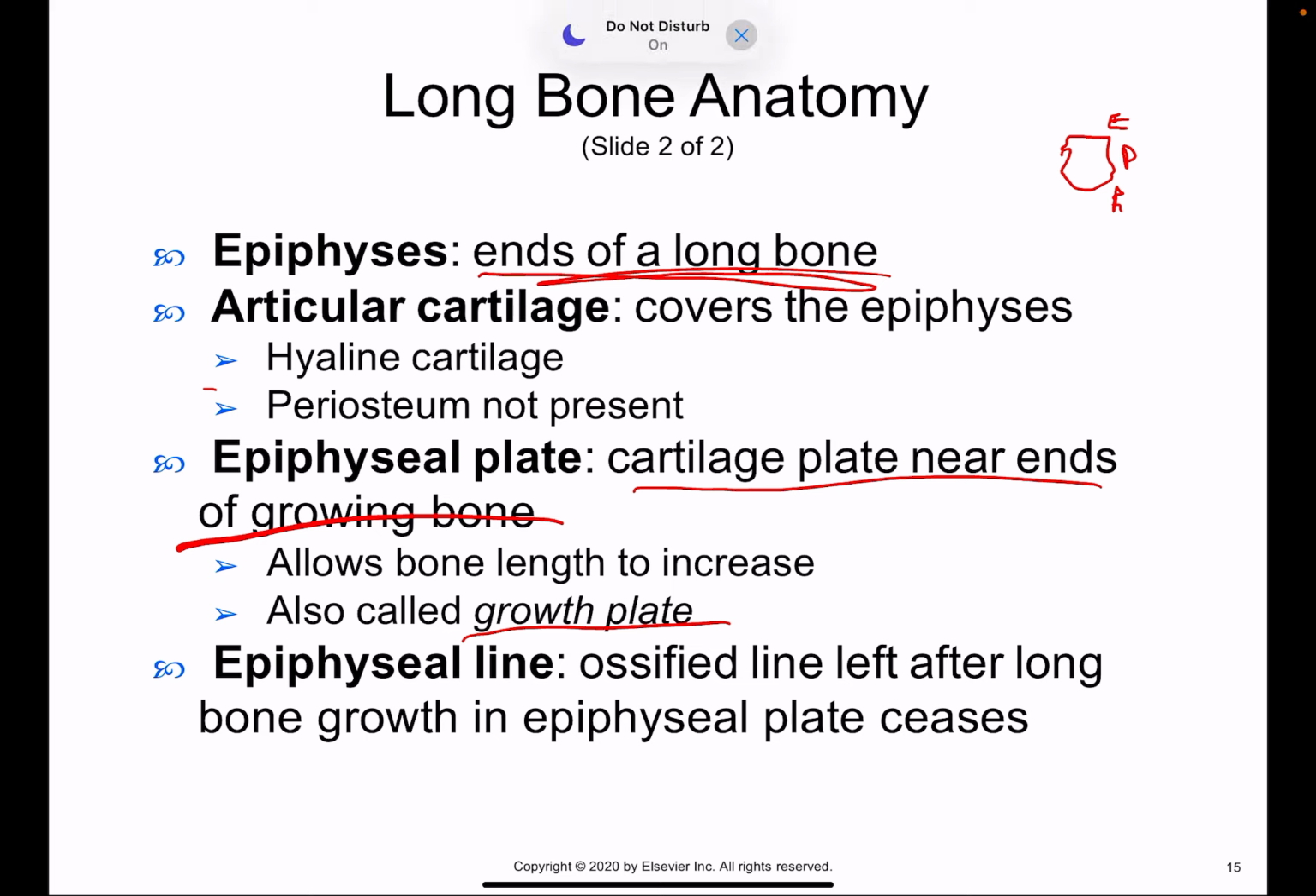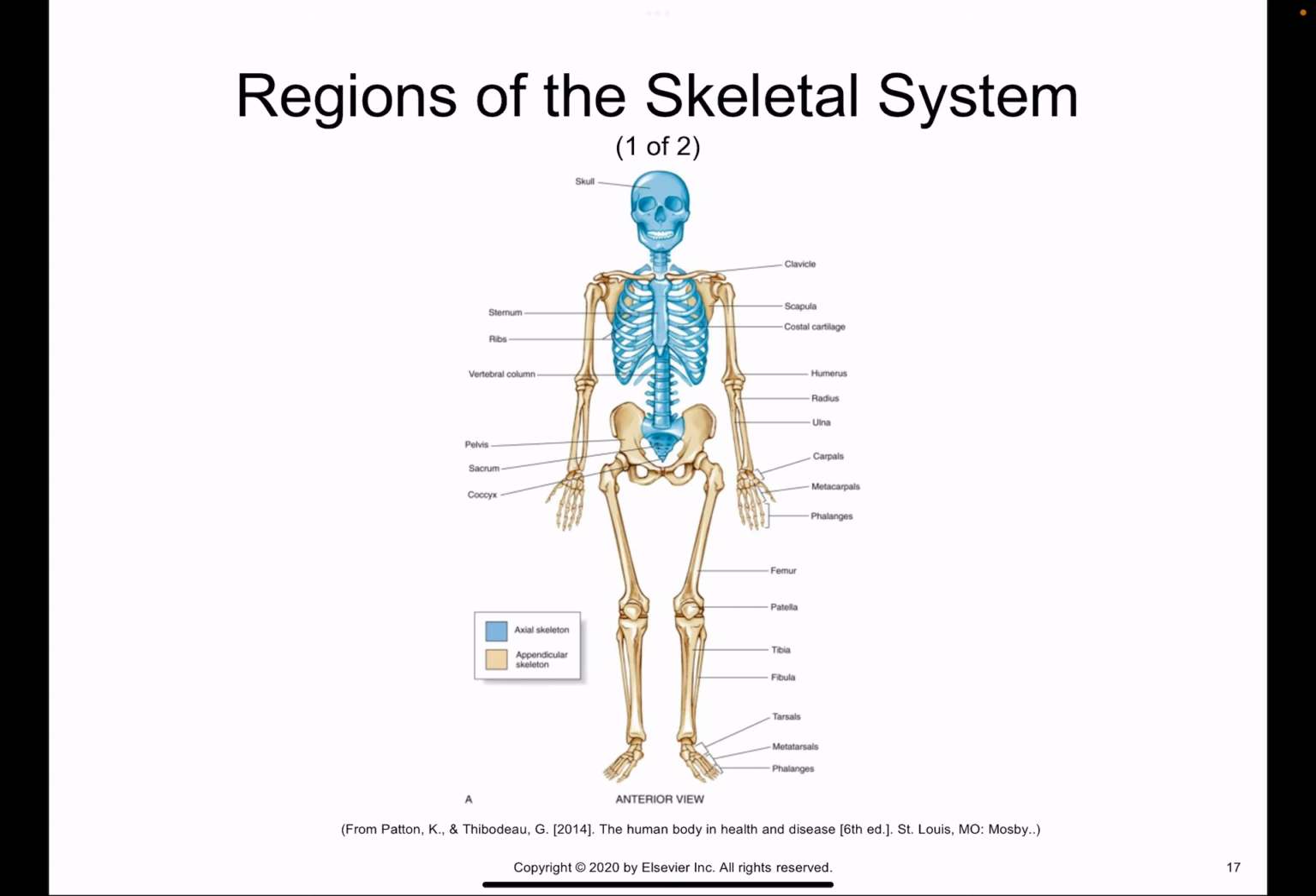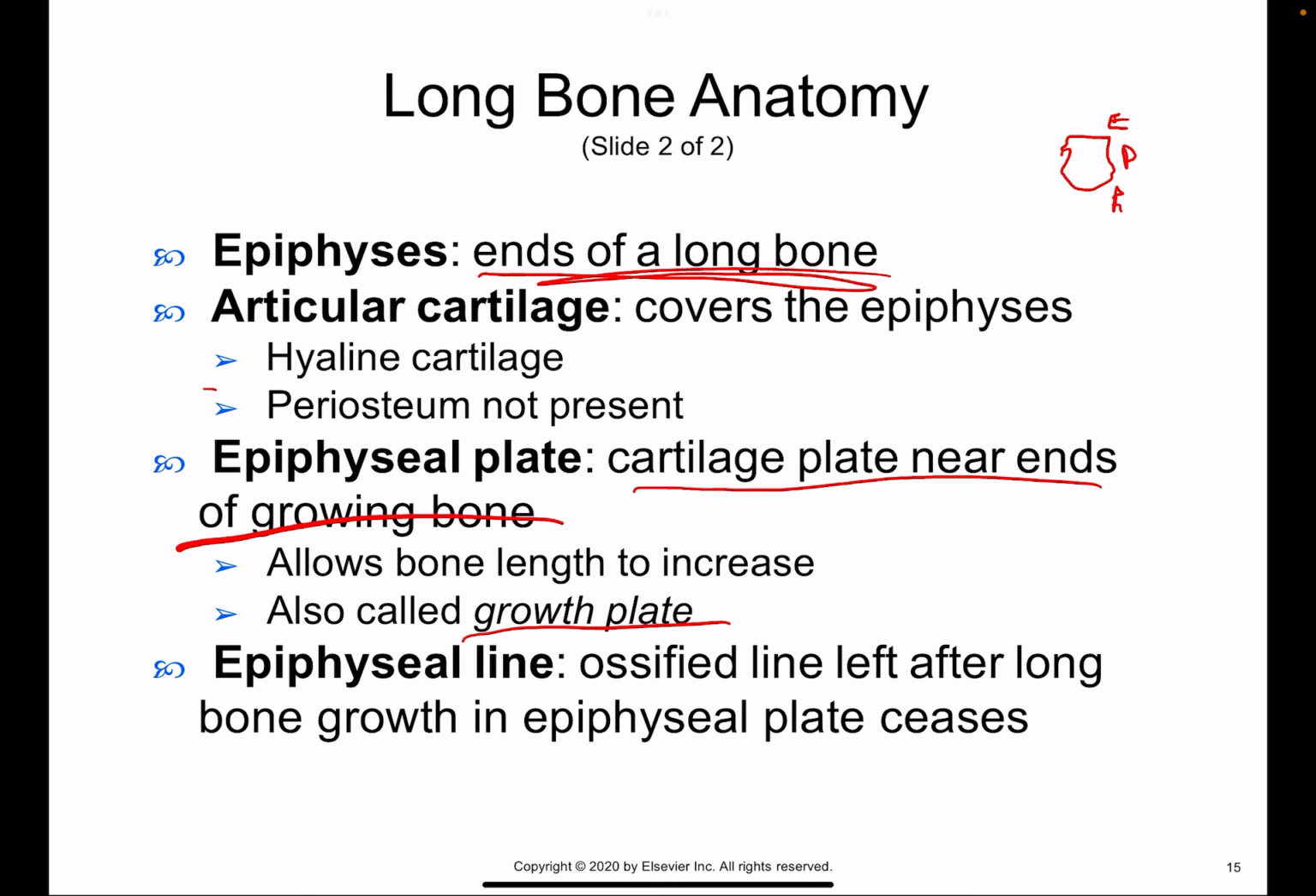Now, the epiphyseal line is an ossified line left after long bone growth in the epiphyseal plate, right? So what does that mean? I'm not going to show a picture of it, but for instance, the epiphyseal line is what the epiphyseal plate becomes later, right? It's going to stay there hardened. It's not going to go through its same properties over and over again because it's already finished growing.